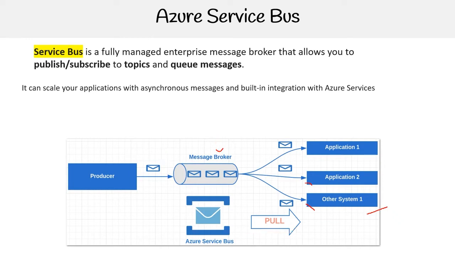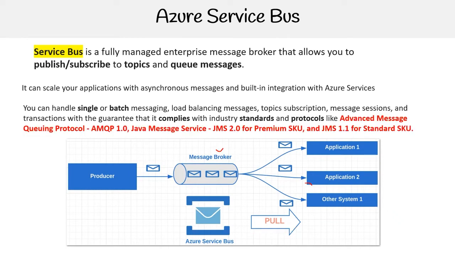target end applications. Some things we need to know is you can handle single or batch messaging, load balancing messages, topic subscriptions, manage sessions, and transactions with guarantees that it complies with industry standards and protocols like the Advanced Message Queuing Protocol, so AMQP, Java Message Services, so JMS, and other protocols there. So they're just saying, like, yeah, if you're already using very particular protocols, you can integrate with those.